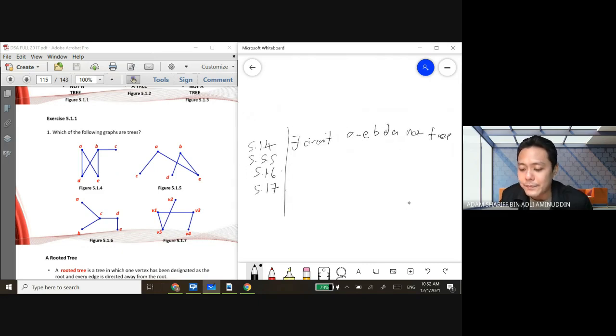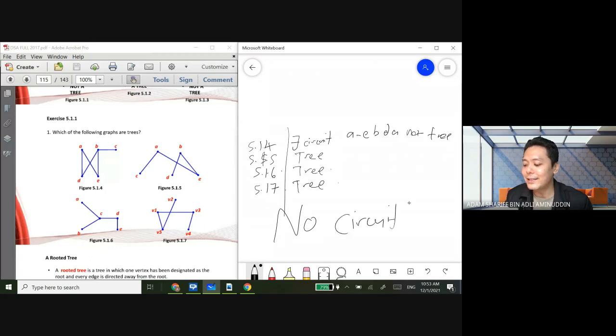Okay, the second one, 5.1.5, it is a tree, right? 5.1.6, tree, and the last one is also tree. Very simple. No circuit. Then it is a tree.